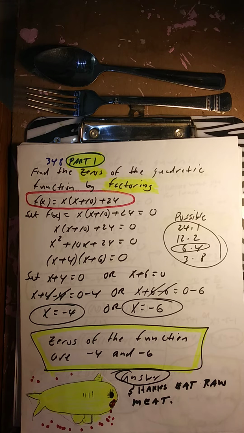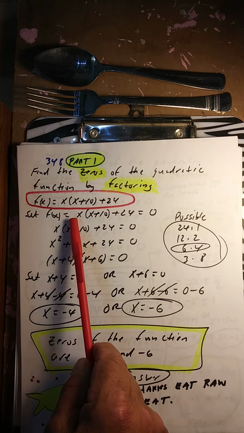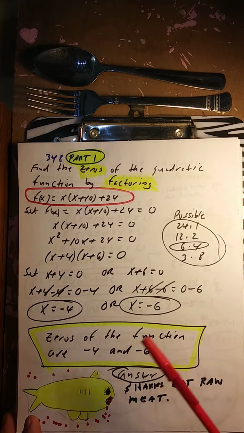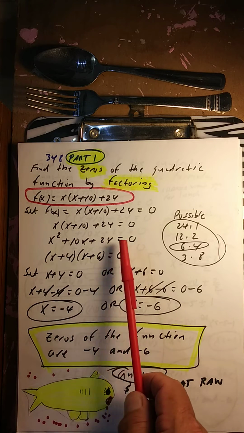All right. Find the zeros of the quadratic function f of x equals x cubed plus 10x squared plus 24x by factoring. Let's rewrite this a little bit. f of x equals this, set equal to 0. So now we have x times this equals that. So x times (x squared plus 10x plus 24) equals 0.